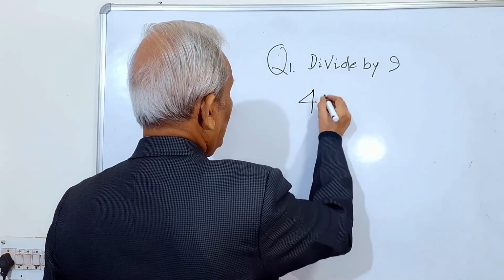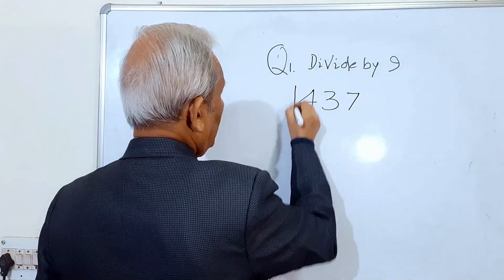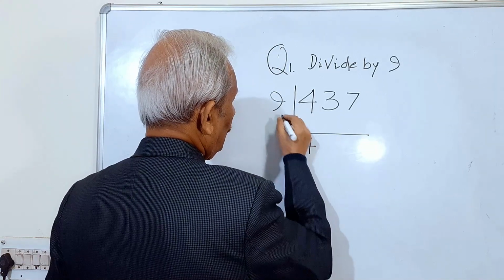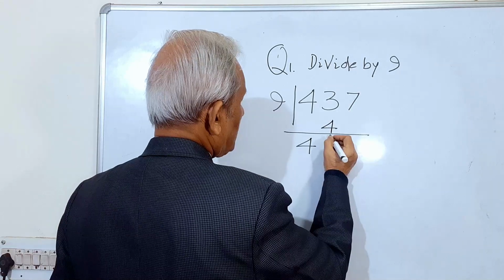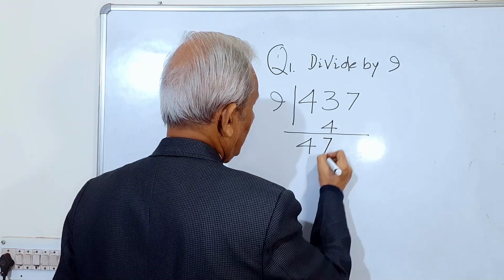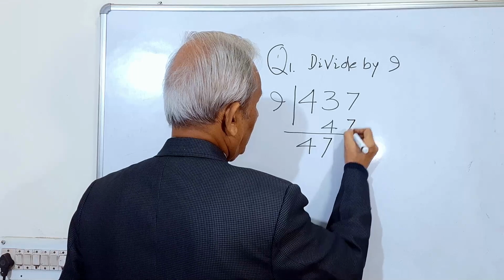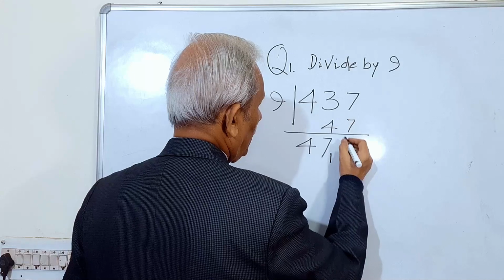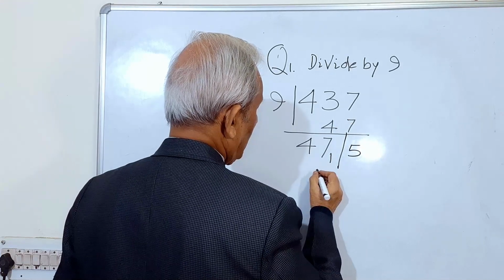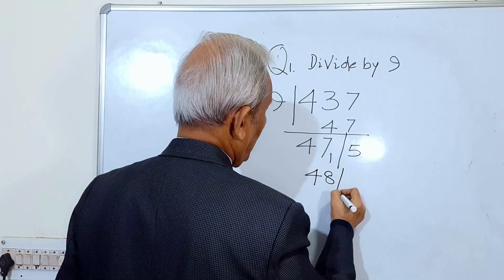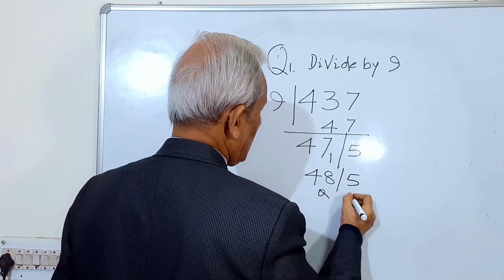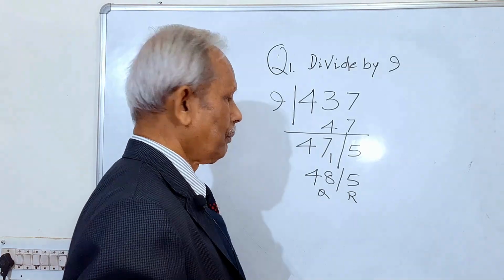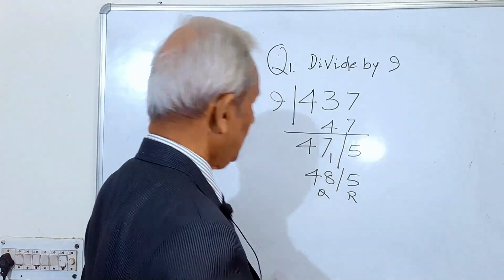437 divided by 9. 4 as it is here. 4 into 1, 4. 4 plus 3, 7. 9 does not go into it, so 7 here. 7 into 1, 7. 7 plus 7, 14. 9 goes one time into it. What's remaining? 14 minus 9 is 5. So the answer is 48 is the quotient and 5 is the remainder. It's simple as that. Well, let me do the next question.